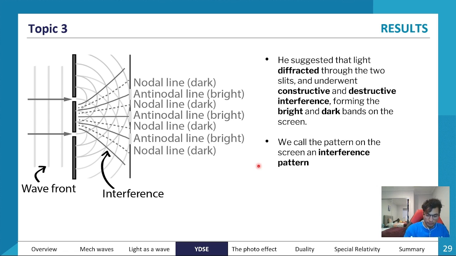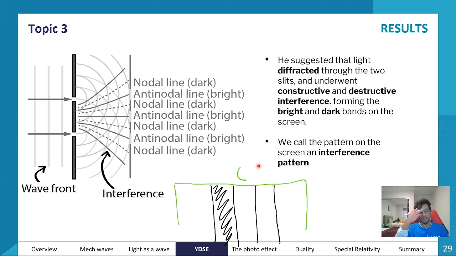So imagine this is our wall. This is the center of the wall, and this is what Thomas Young saw. In the middle, you would see a bright light, and next to it, you would see a dark band.